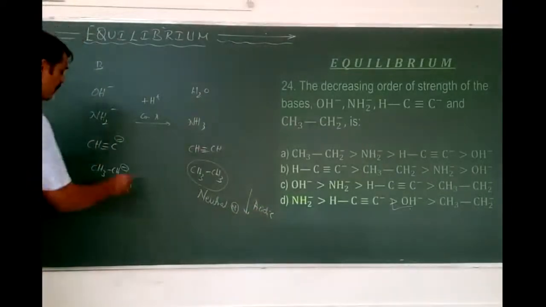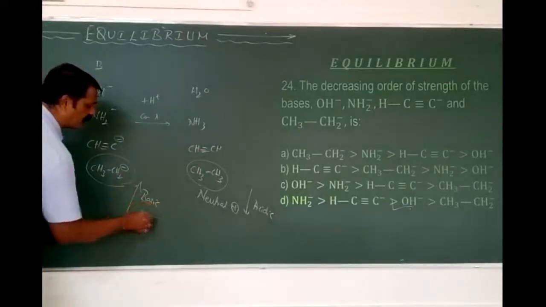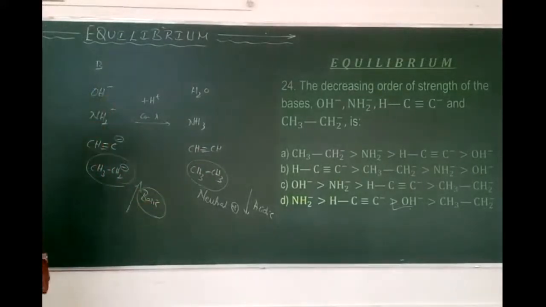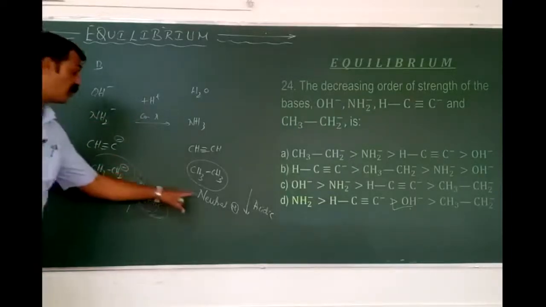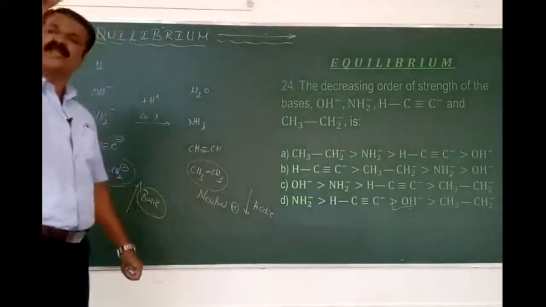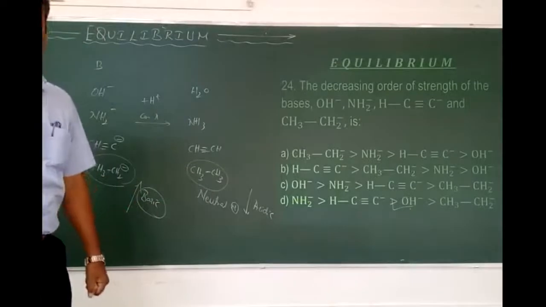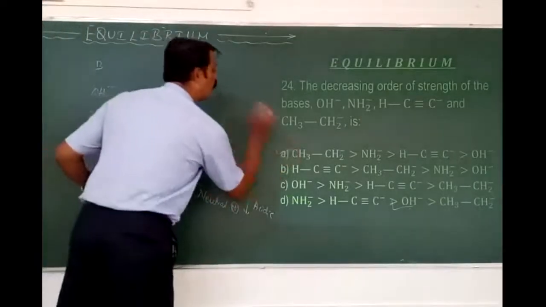If they are least acidic, its conjugate base is going to be more basic. Among the 4 different conjugate bases, OH minus, NH2 minus, CH triple bond C minus, and then the ethyl carbanion, the more basic one is CH3CH2 minus, because its conjugate acid, ethane, is perfectly neutral, or the least acidic. So this is the most basic one.